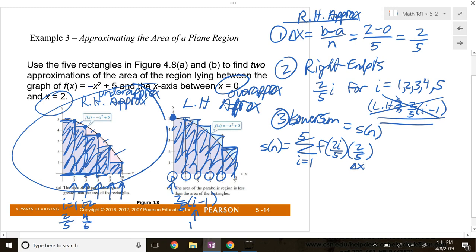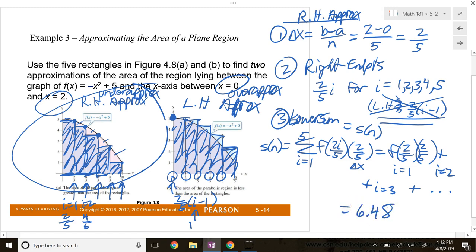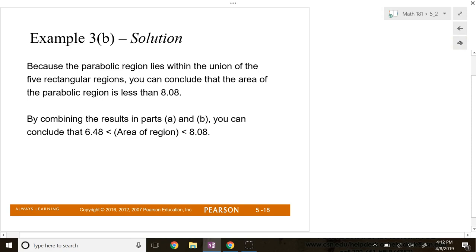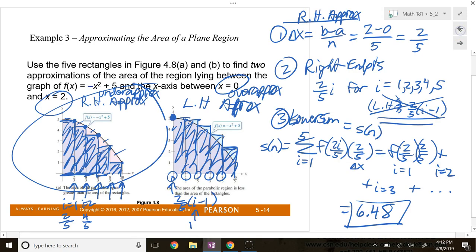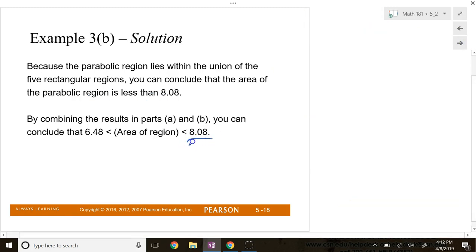If you work this out, for i being 1, f of 2/5 is 5 minus 4/25, plus you do it for i being 2, plus i being 3, and so on. This will end up being 6.48. So we know this is a lower sum, we're missing some of that area. Now, if we do the upper sum, which is an over approximation, that will end up being 8.08.